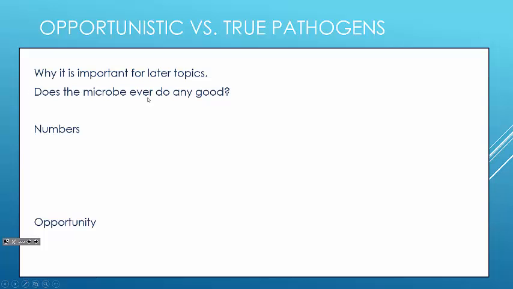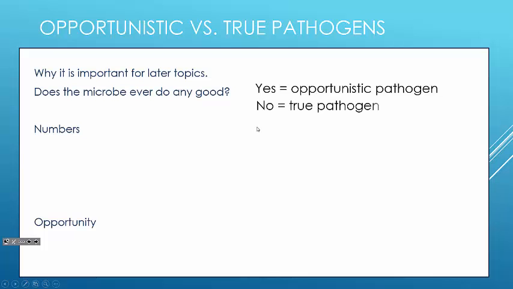So first off, does the microbe ever do any good within the human host? If the answer is yes, it's an opportunistic pathogen. If the answer is no, it's a true pathogen, and it's really not part of the human microbiome. At least it's not a part of the human microbiome in health.